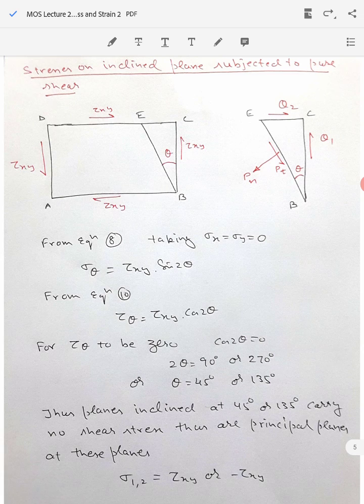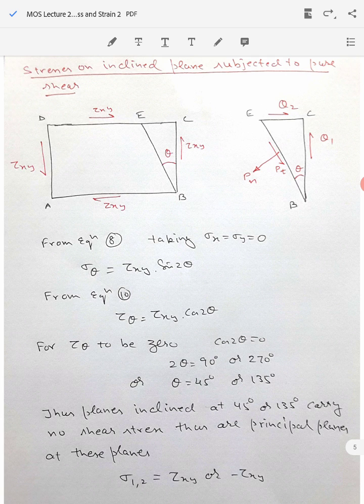Now let's take the case in which only pure shear is acting. In the previous case we had the biaxial state of normal stresses sigma x and sigma y. Apart from that, we also had tau xy acting on the system. So this is the ABCD block. Again, we are interested to find the stresses on the inclined plane BE. The normal force on this plane is Pn and the tangential force is Pt, and the shear force that is acting on the block is Q1 on the face BC and Q2 on the face EC.